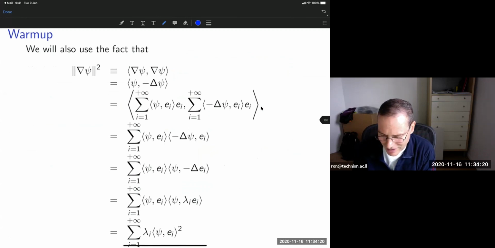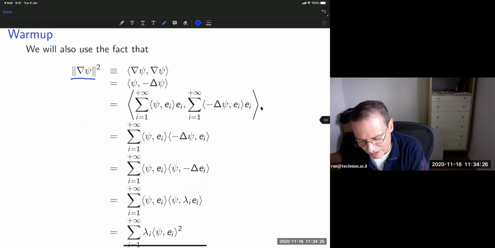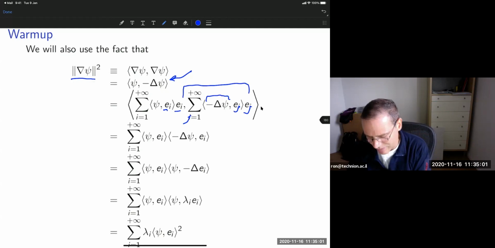A warm up. So if again, we write the energy of the gradient of the function, then we have seen from the previous slide that we can write it as psi times minus the Laplacian. And now we write it explicitly by projecting each function onto the eigenfunctions of the Laplacian. So here I have, let's change it into j just to show that we have two different quantities here. And here, instead of plugging psi, I have minus the Laplacian of psi.